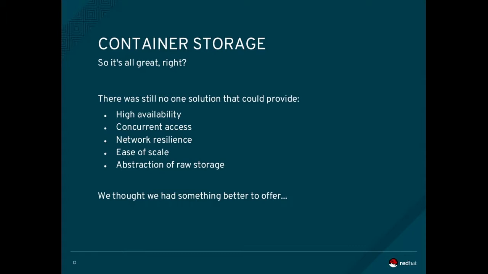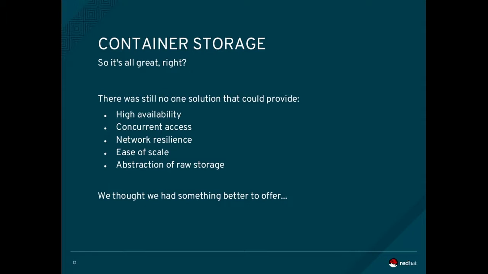The problem is that this was just the start, and we observed that there is actually no one solution that provides all of these high-level requirements. Storage should be highly available. It should allow for concurrent access, right? If you have these block devices, a SAN device, a GCE disk, an EBS disk, they're just used for exclusive access. You can't mount them on two nodes at the same time, or you risk data corruption. So what about high availability and network resilience?